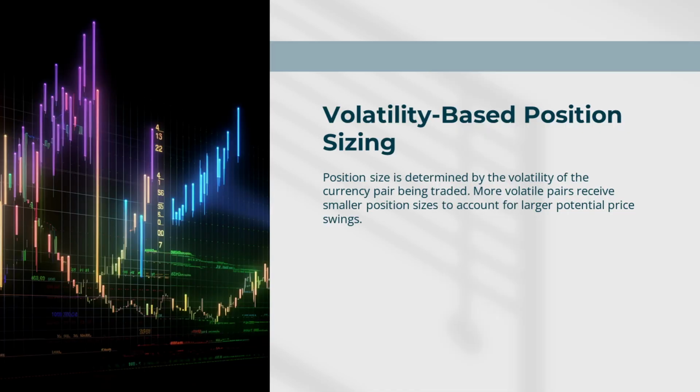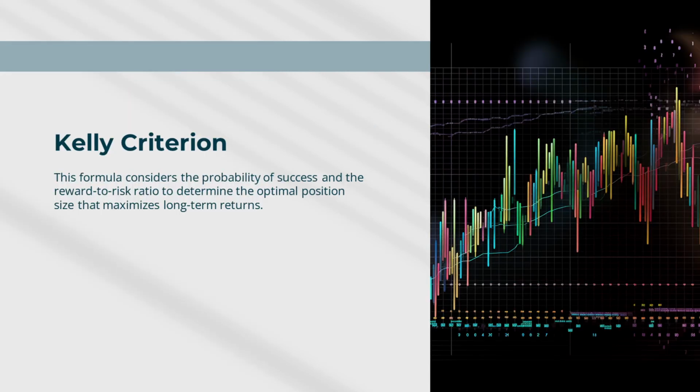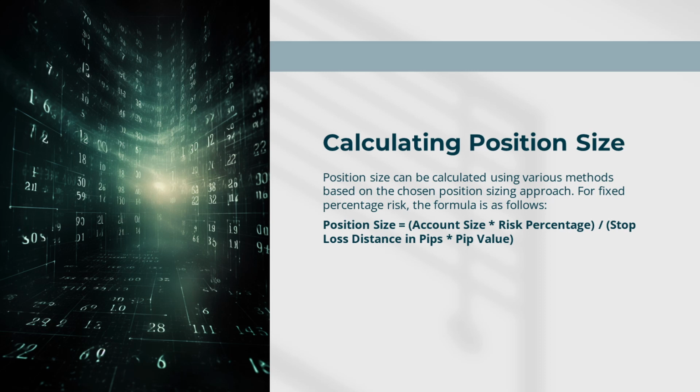Volatility-based position sizing. Position size is determined by the volatility of the currency pair being traded. More volatile pairs receive smaller position sizes to account for larger potential price swings. Kelly criterion. This formula considers the probability of success and the reward-to-risk ratio to determine the optimal position size that maximizes long-term returns.